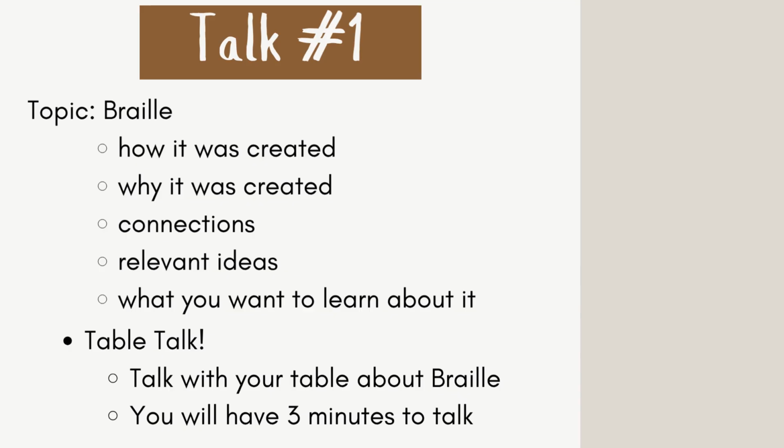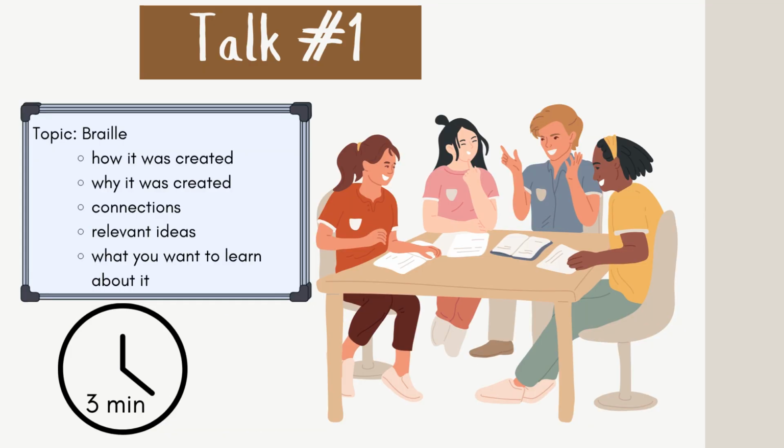So getting to my example, talk number 1, the topic is Braille, and then just a couple ideas of what they can talk about: how it was created, why it was created, connections, relevant ideas, what you want to learn about it. So they start with table talk. You're going to talk with your table about it, and you will have 3 minutes to talk. Here we see them just talking. The topics are listed on the board, so they can always look back to that.